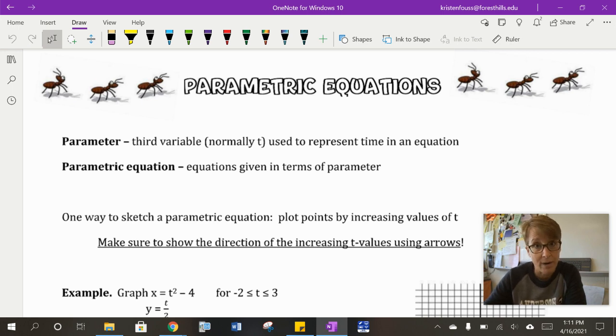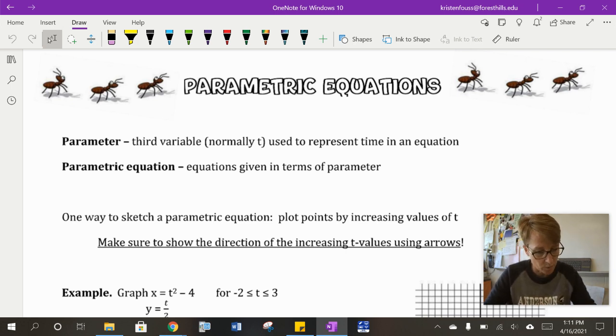So when we go to graph a parametric equation by hand, we're really just going to set up a t-chart, plot points, and then as we plot these points, we'll have to make sure that we either remember the order that we plotted the points, or we'll draw arrows as we do it. Because again, it's all about the direction and how this graph was formed. It's not just the final result.